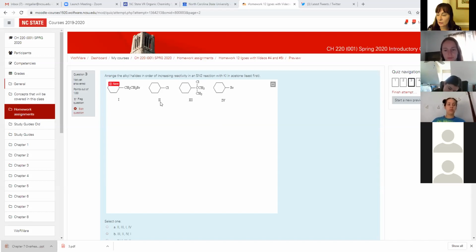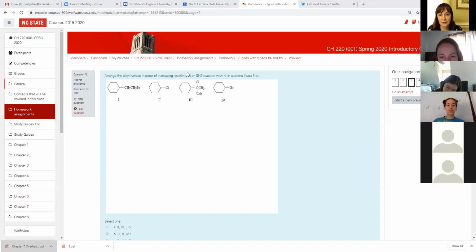Number 4 looks a lot like number 2, doesn't it? It has the leaving group attached to this carbon here, and that carbon is what we call what? Primary, secondary, or tertiary? Secondary. That's a secondary carbon.